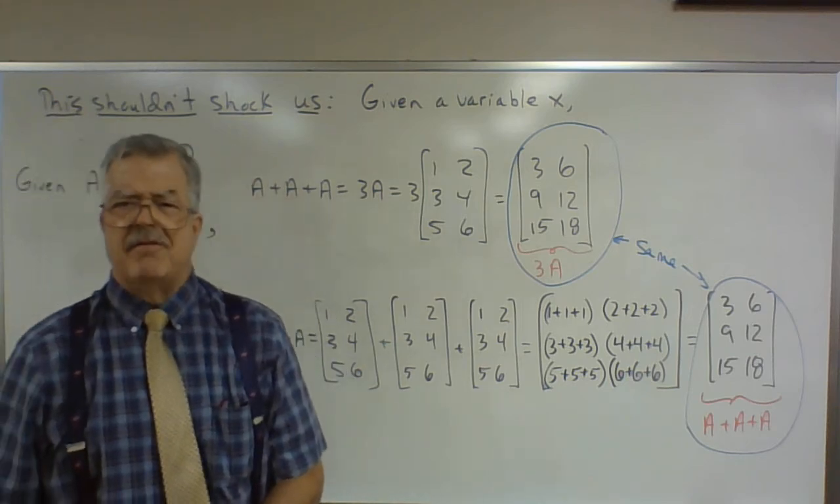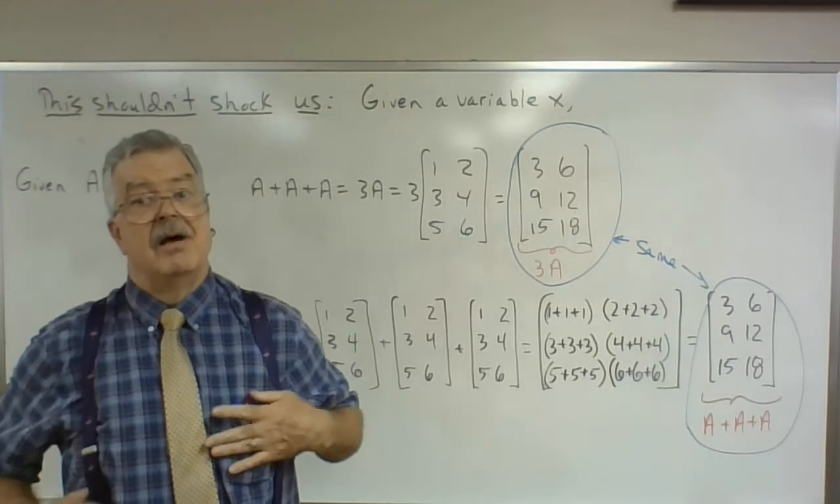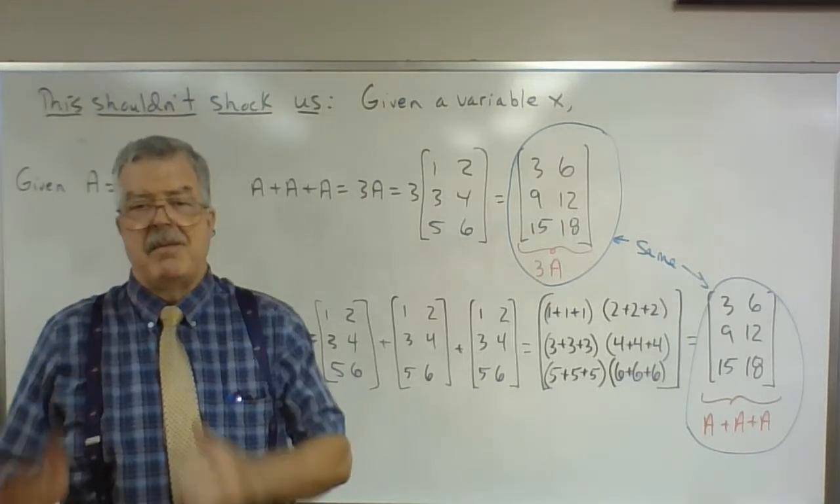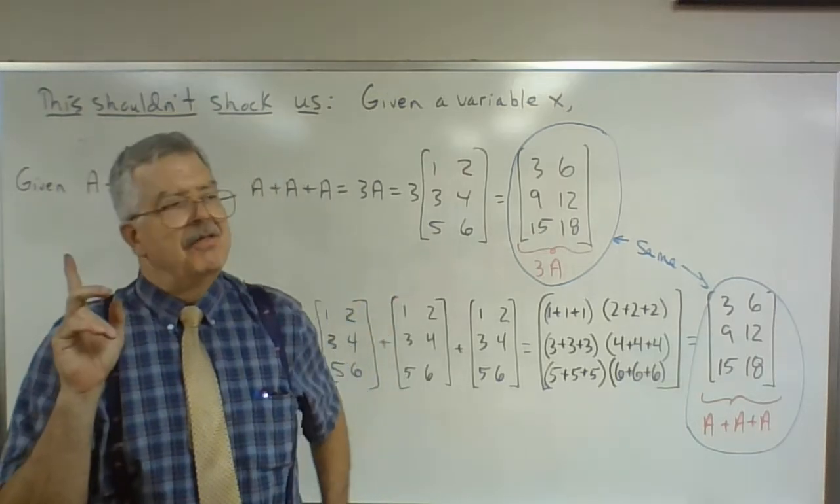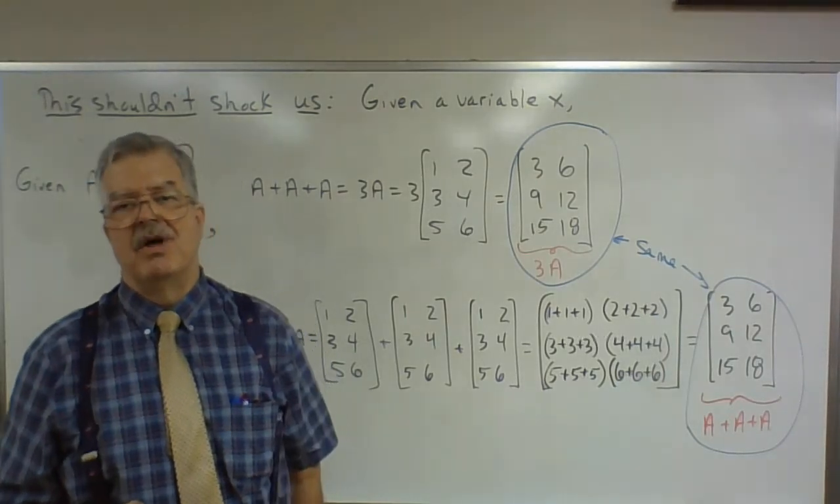So whenever we have a matrix multiplied by a positive whole number, that's the same as adding the matrix to itself the same number of times as whatever the positive whole number is equal to.